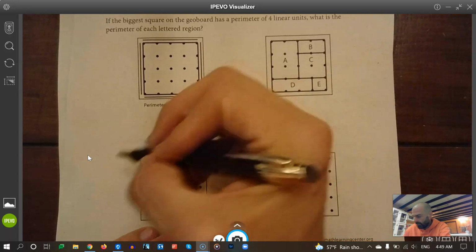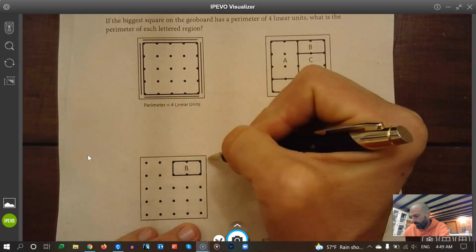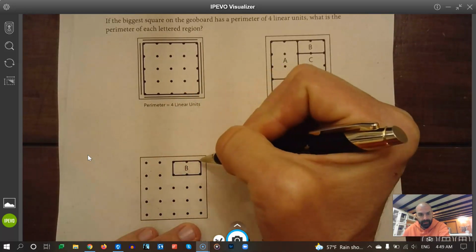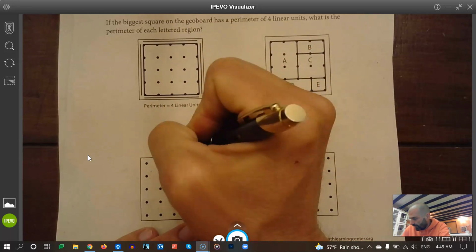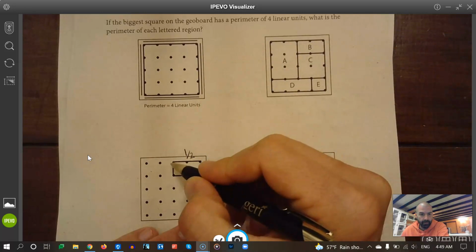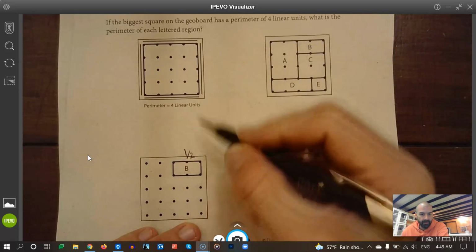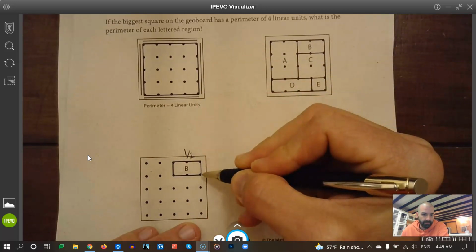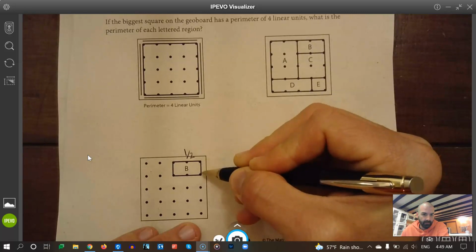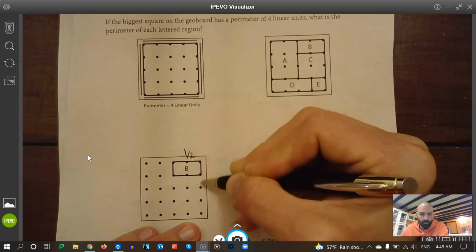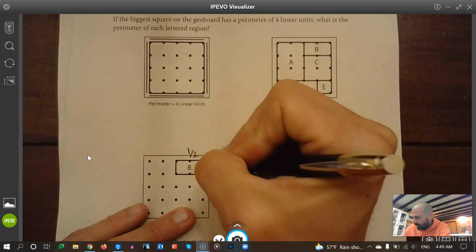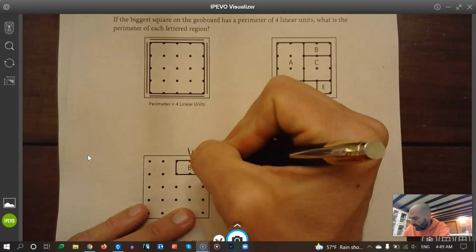All right, so if this whole thing is 1, then this side of rectangle B is 1/2, right? So this is a half. Now what about this side? Well, let's see, 1, 2, 3, 4 of those would make 1 whole. So this would be 1/4.